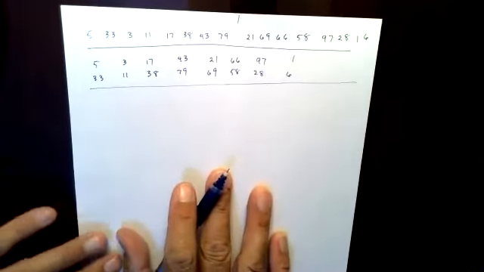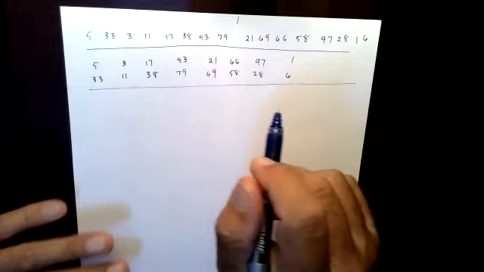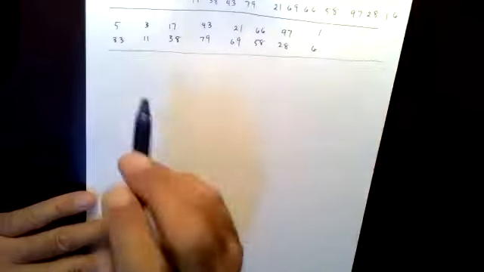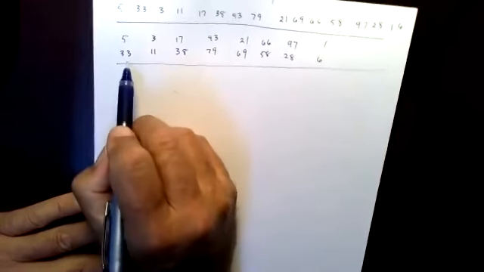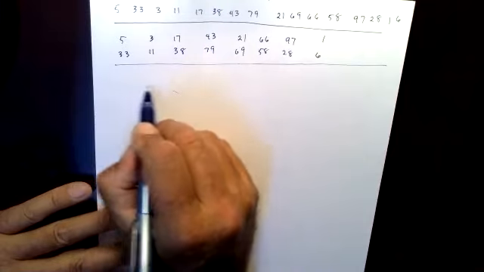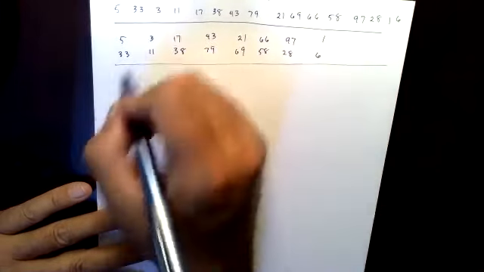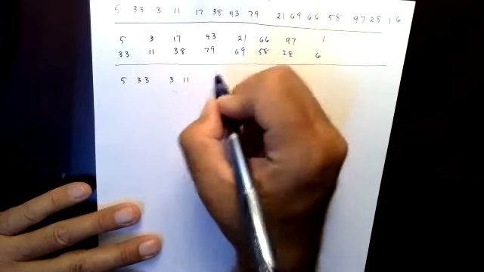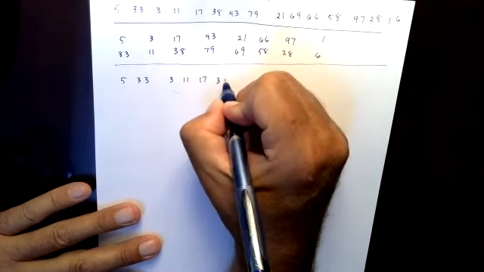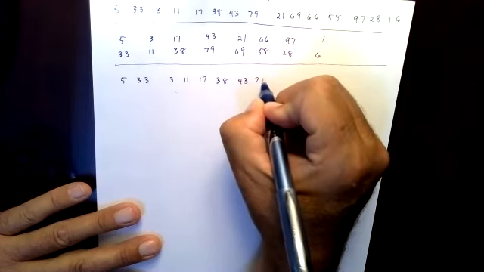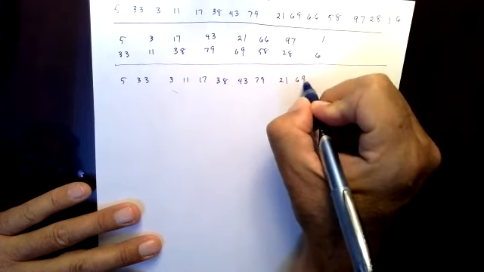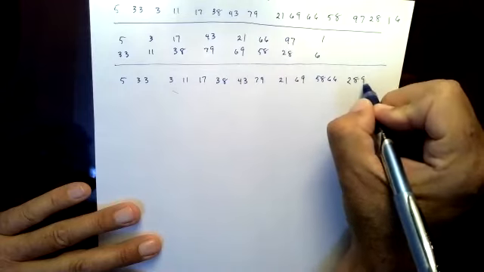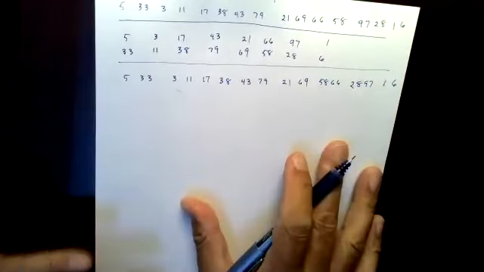This is not the part where we put it in a list, right? Well, now I'm going to take these two and merge them as pairs, and I'm going to make a single list. So 5 and 33, 3 and 11, 17 and 38, 43 and 79, 21 and 69, 58 and 66, 28 and 97, 1 and 6.